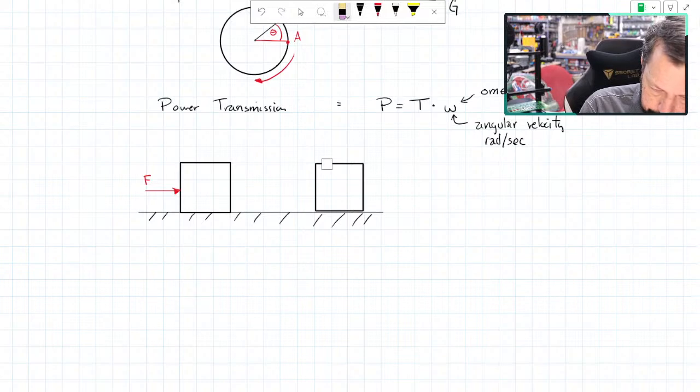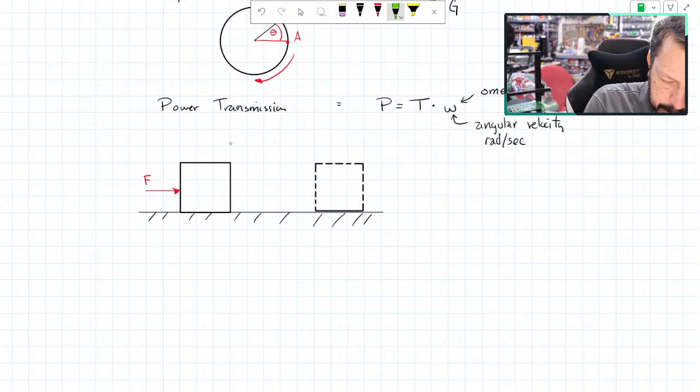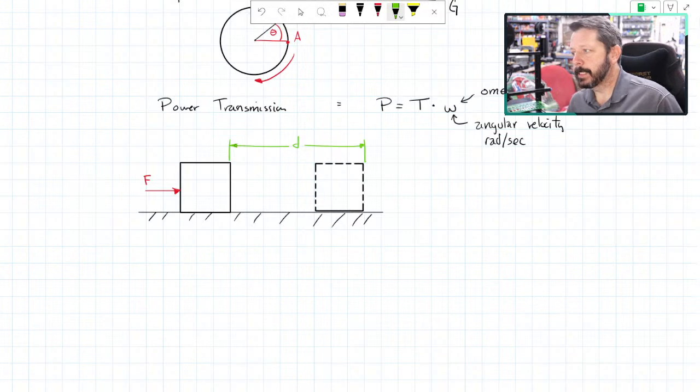Let's make a dotted line here so that it's a new spot. There we go. So we've moved the box over here. We pushed on it enough that we moved it some distance. Let's put a distance in here. We'll just go from this corner over here. From that corner to that corner, we have moved it some distance, D. Okay, so that seems fine.